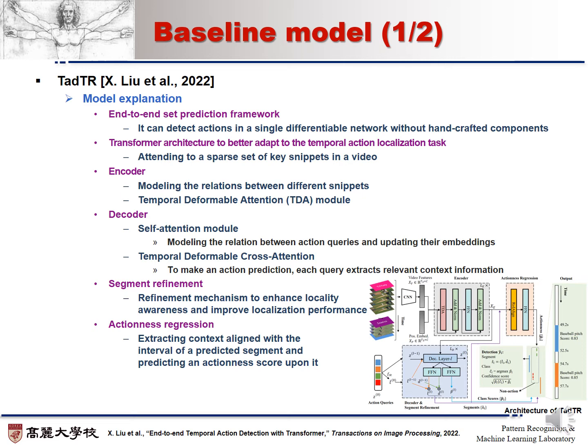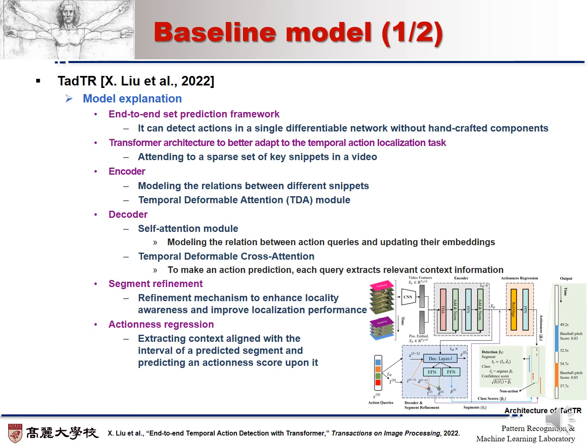And in this model, there is an action regression step. This stage's goal is to extract context aligned with the interval of a predicted segment and predict action completeness. It consists of RoI align and a feed-forward network like FFN. And then there is the segment refinement process with the decoder. It is a refinement mechanism to enhance locality awareness and improve localization performance.